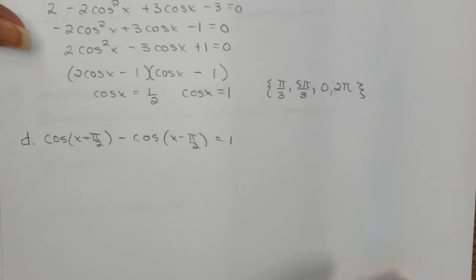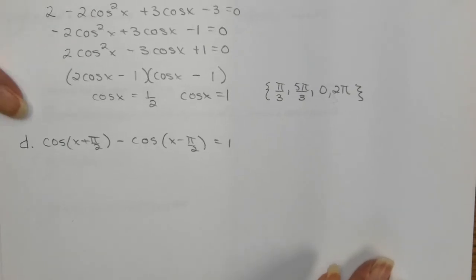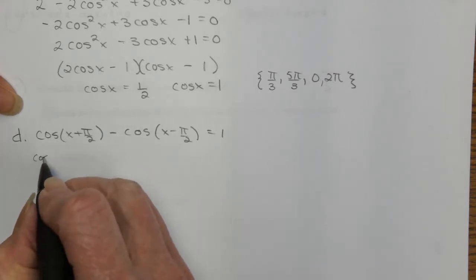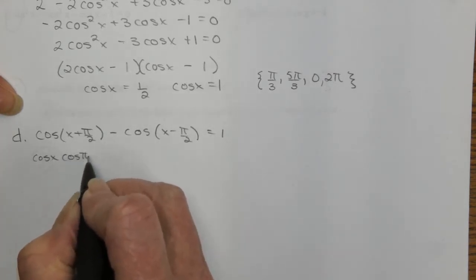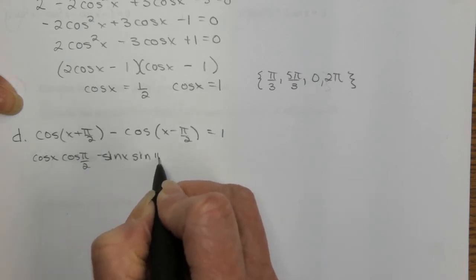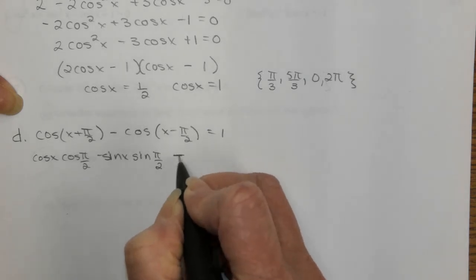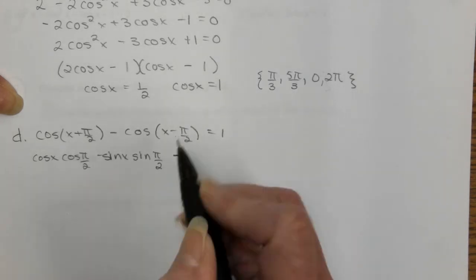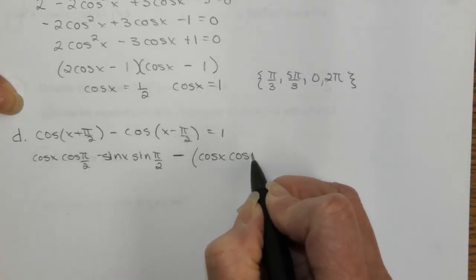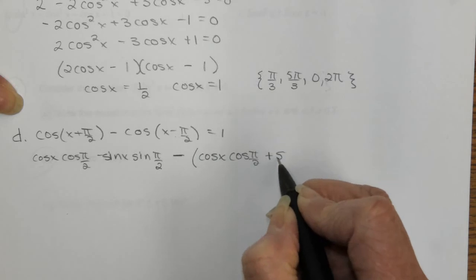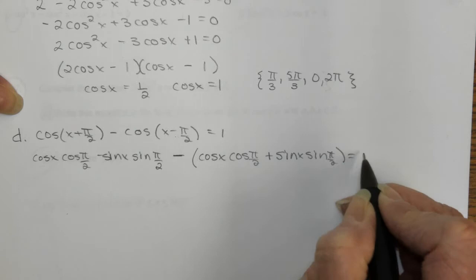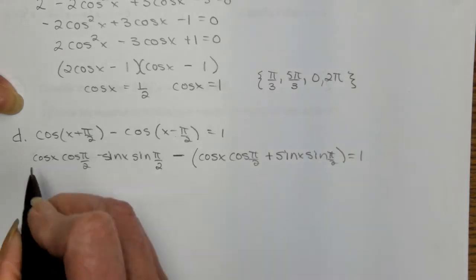Now, with this problem here, I'm going to need to use the cosine sum and difference identities in order to expand these out. So it's going to be cosine x, cosine pi over 2, minus sine x, sine pi over 2. And then, since I'm subtracting, and I'm going to be turning this into two terms, I need to put parentheses. Cosine x, cosine pi over 2, plus sine x, sine pi over 2 equals 1.